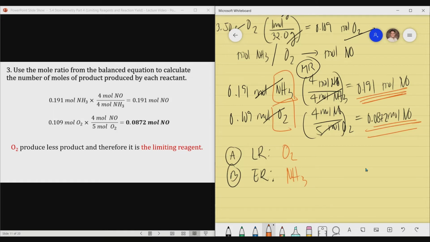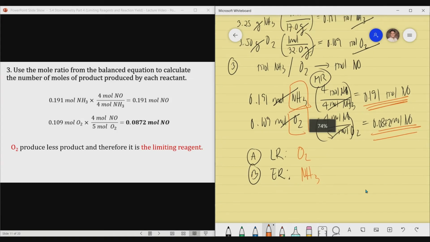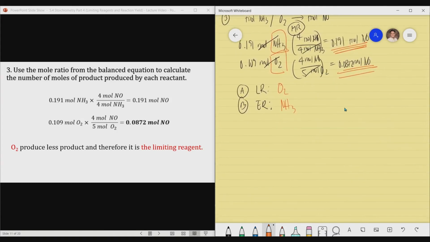Tignan po itong sagot step number 3. Alin ang mas mababang mole unit for NO? Mas mababa ang 0.0872. Tignan kung ano ang ginamit. Ang ginamit dyan ay O2 na substance. So therefore, the limiting reactant or reagent will be O2. Whereas yung mas mataas na mole unit for NO, 0.191, siya naman ang magiging excess. And that is your NH3. Okay? So ngayon, meron pa tayong letter C and D na sasagutan.